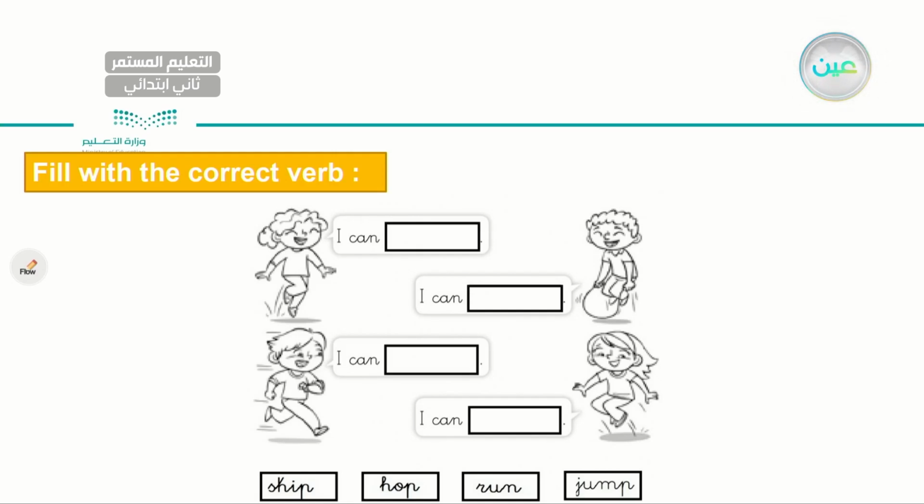What do you think, my dear student? That was your homework. I can hop. Very good. I can hop. For the next one, what do you think? The boy, I can skip. Very good. I can skip. For the next one, what do you think? He can what? He is saying I can run. Very good. I can run. And for the last girl, I can jump. Very good, my dear student.